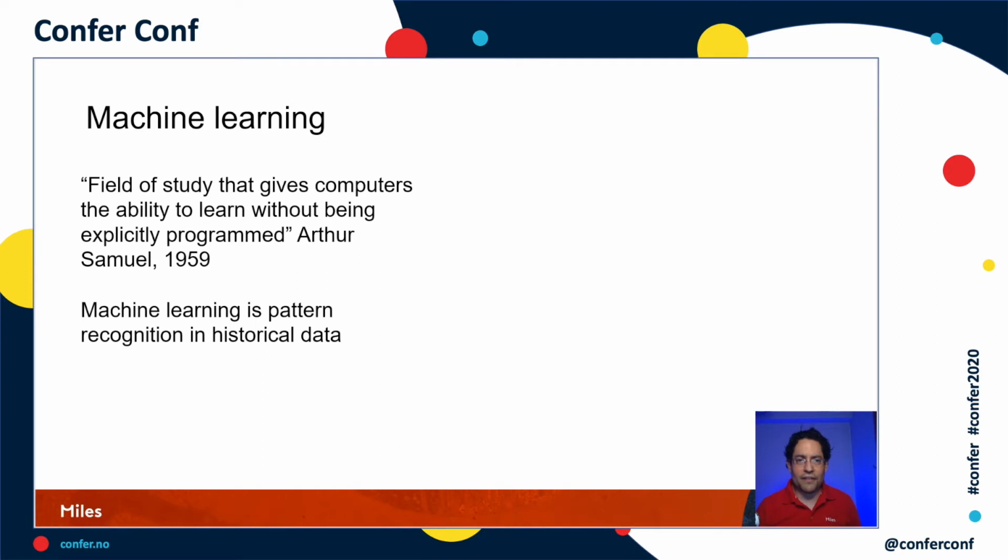So a formal definition of machine learning is the field of study that gives computers the ability to learn without being explicitly programmed. So this is actually from the very start of machine learning and AI back in the 1950s. But we can also say that machine learning is pattern recognition from historical data.